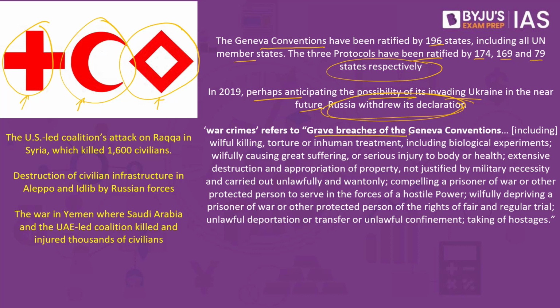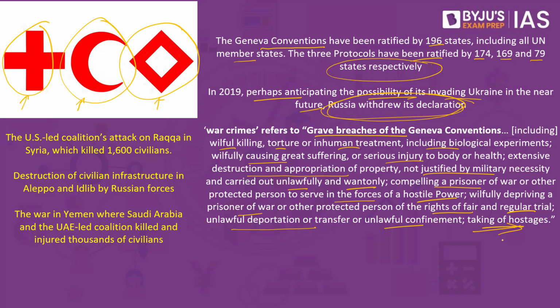These refer to grave breaches of the Geneva Convention, including willful killing, torture, inhuman treatment, including biological experiments, willfully causing great suffering, serious injury to body or health, extensive destruction and appropriation of property not justified by military necessity and carried out unlawfully and wantonly, compelling a prisoner of war or other protected person to serve in the forces of a hostile power, willfully depriving a prisoner of war or other person of their rights of fair and regular trial, unlawful deportation or transfer, unlawful confinement, and taking of hostages. This means that if a country has committed a war crime, it is the International Criminal Court which has the power to look into this particular issue.